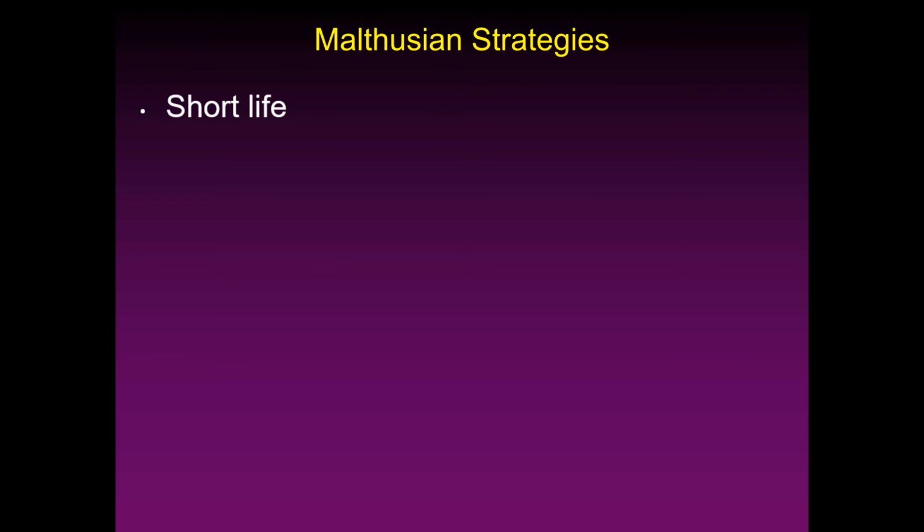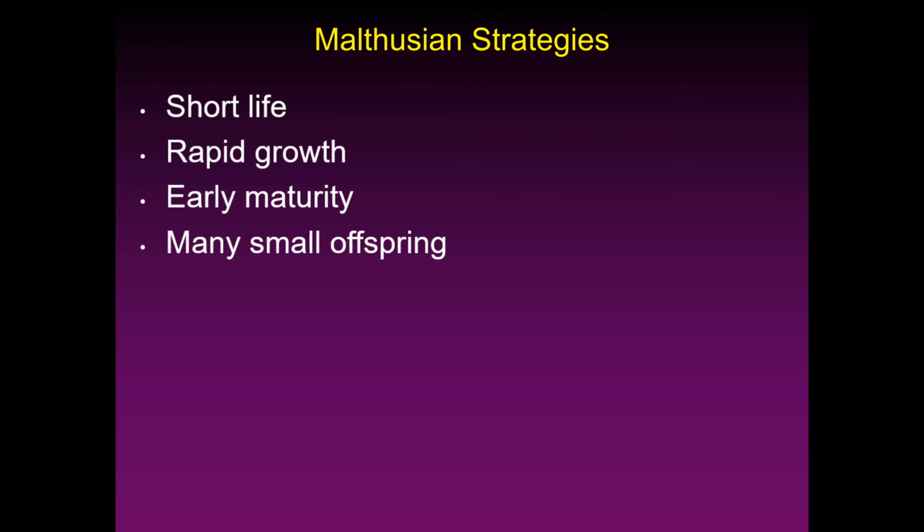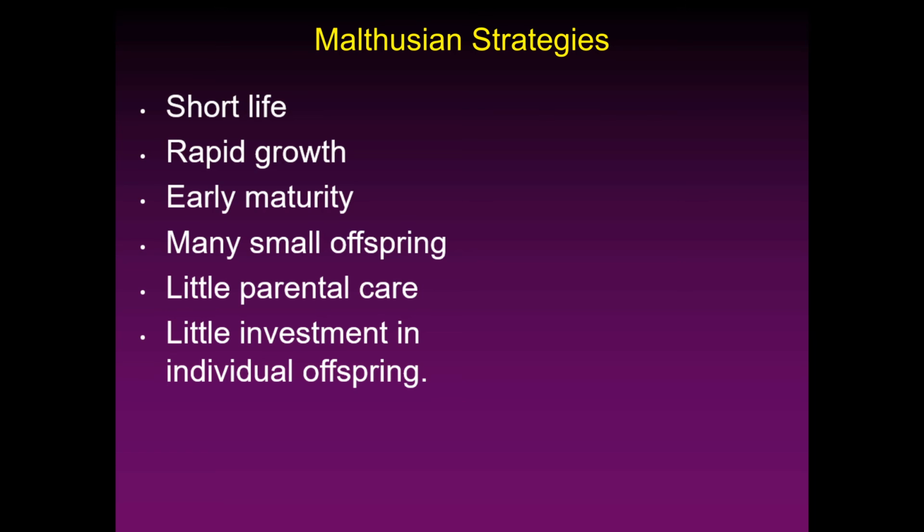So looking at Malthusian strategies, you're going to have a short life, rapid growth, early maturity, maturity being the ability to produce viable offspring. There are many small offspring. There's little parental care, meaning that once an offspring is born, most likely there's going to be a limited amount of input from the parents before that organism goes out and starts living its life. There's little investment in individual offspring themselves. So rather than focusing on individuals, you tend to focus on the best outcome for the group.